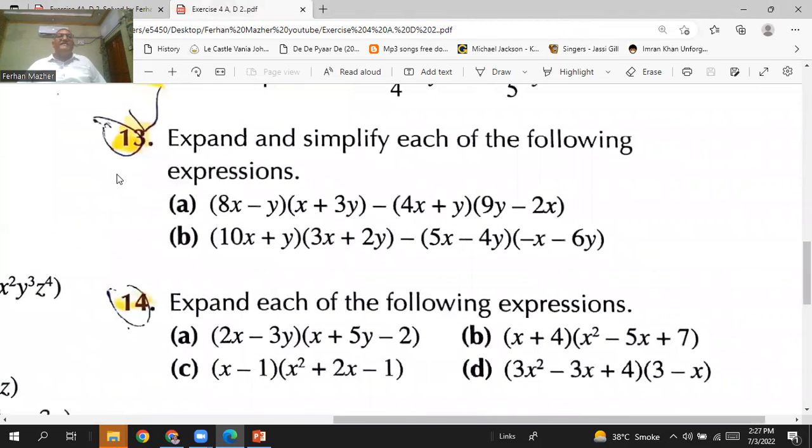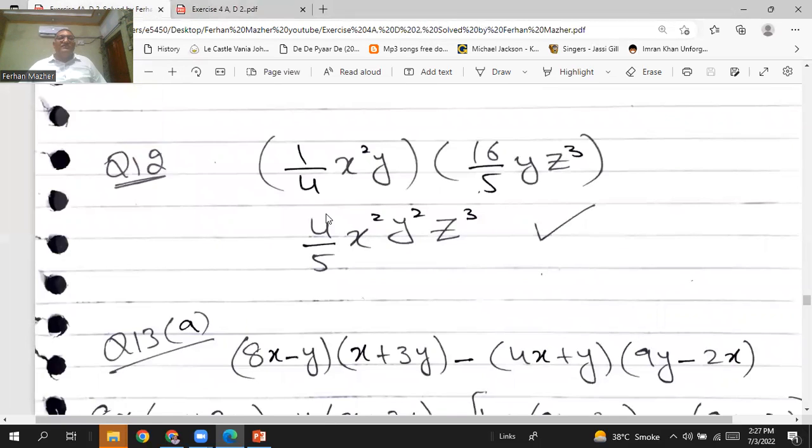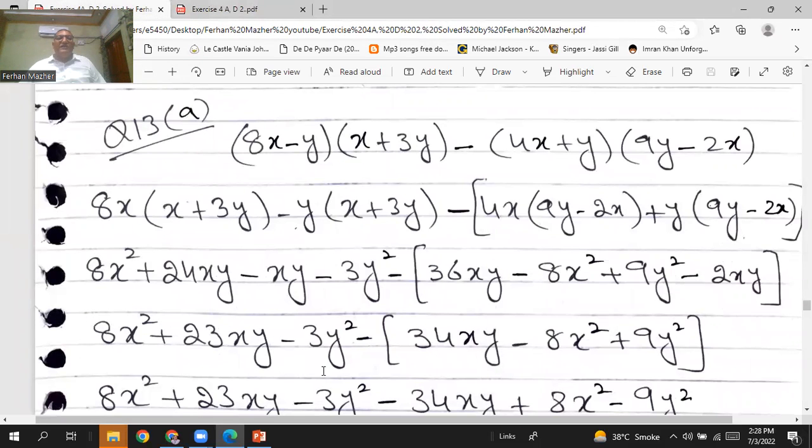So question number 13 says expand and simplify each of the following expressions. Here we have two brackets which are multiplying with each other. Then we have a negative sign, and these two brackets are multiplying with each other. This is a very simple question, but due to this negative sign, I have to put a square bracket here. So first of all, I will multiply, but I will put a square bracket around these last two brackets. This will help me.